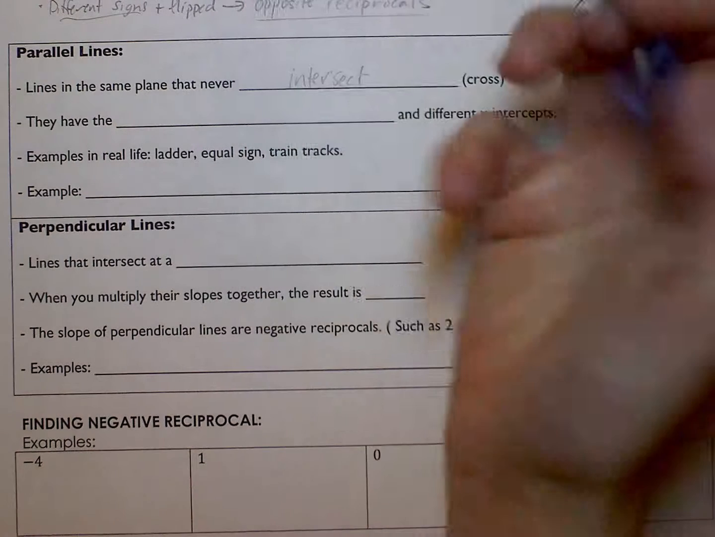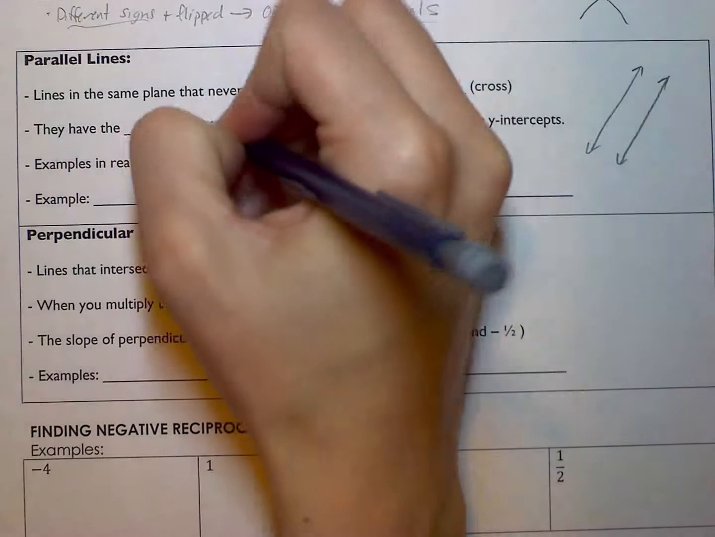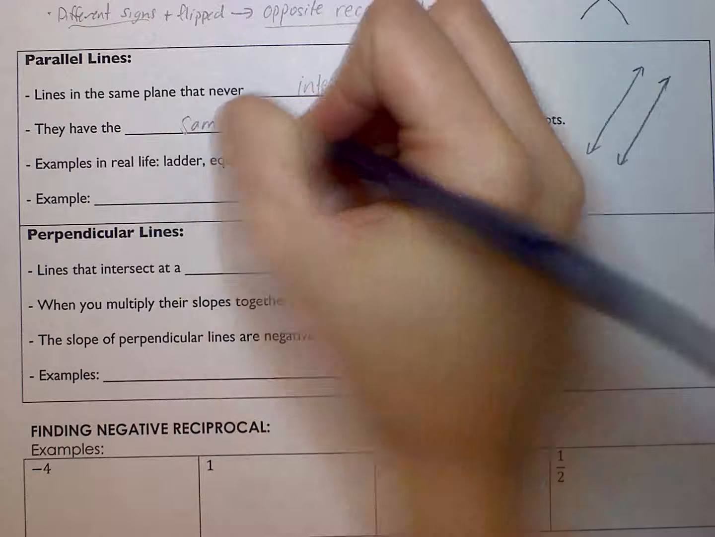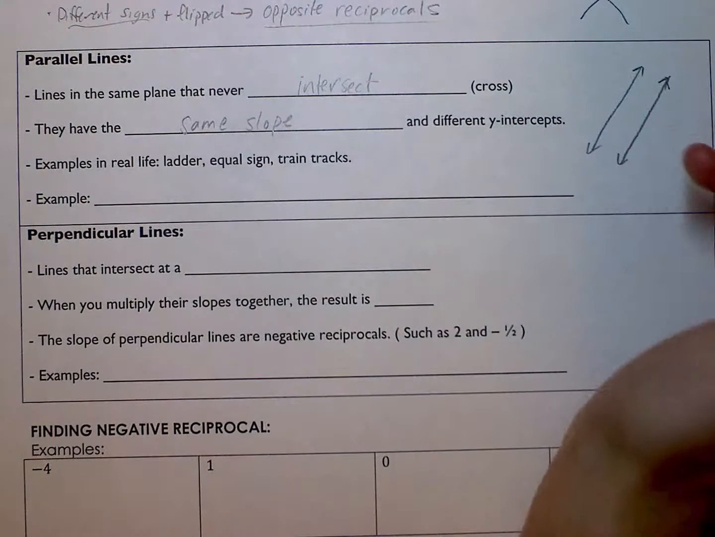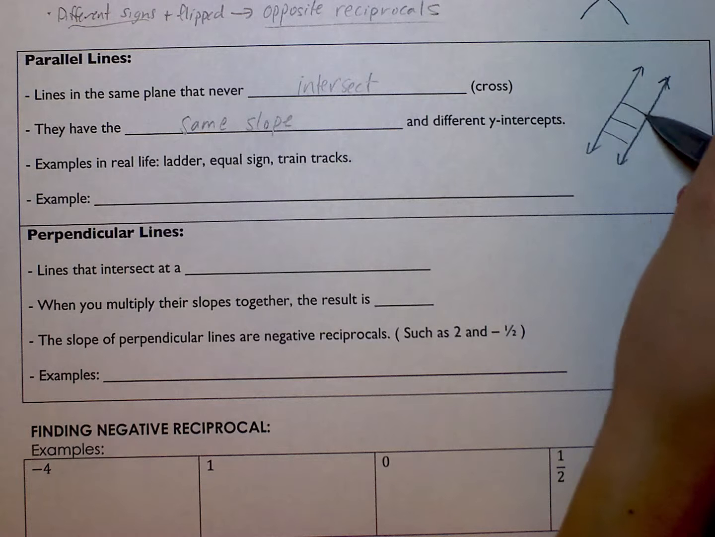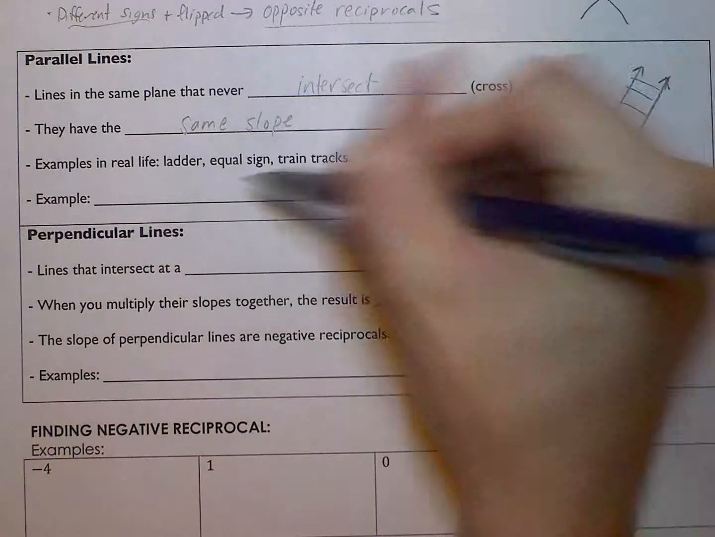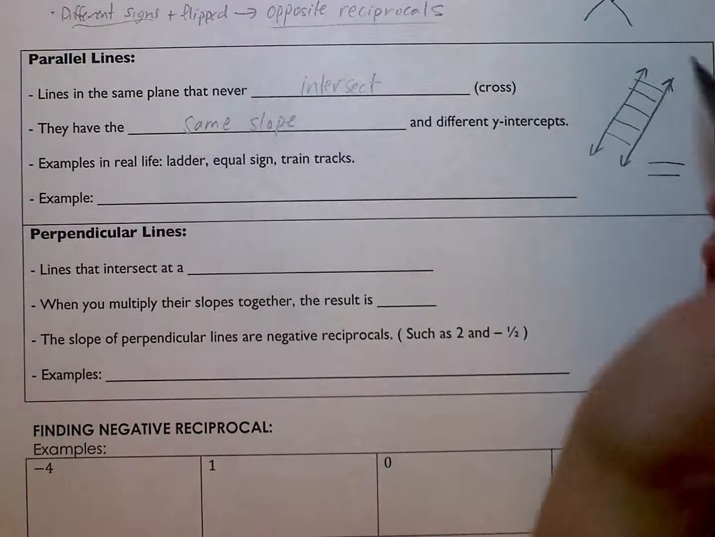And as you observed up here, they always have the same slope and different y-intercepts, always. So parallel lines always have the same slope. So examples in real life, a ladder, right? Like here's a ladder, or train tracks. The equal sign is two parallel lines. So those are some examples in real life.